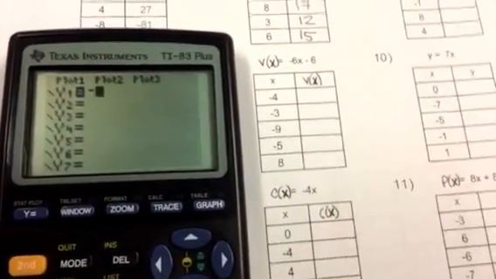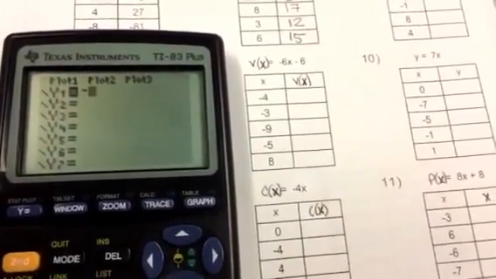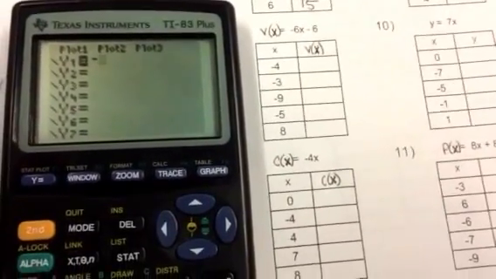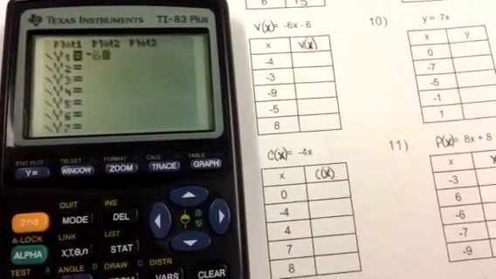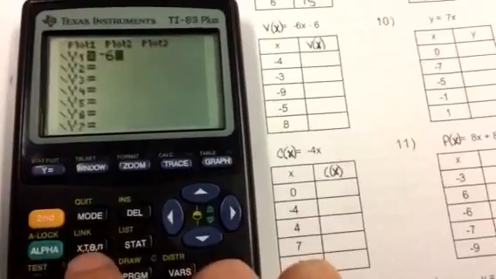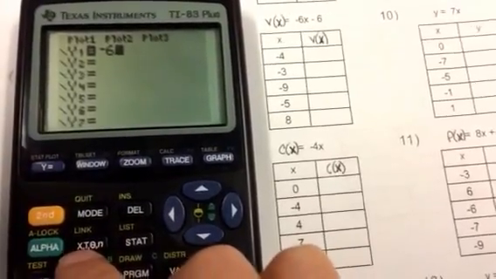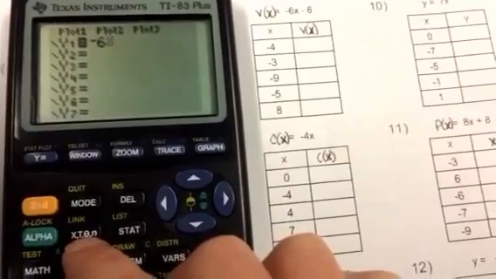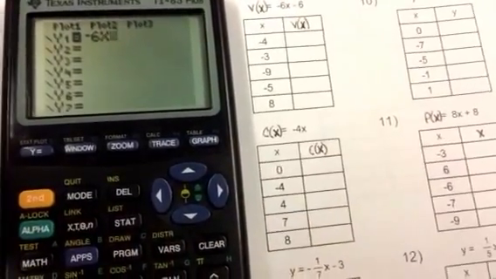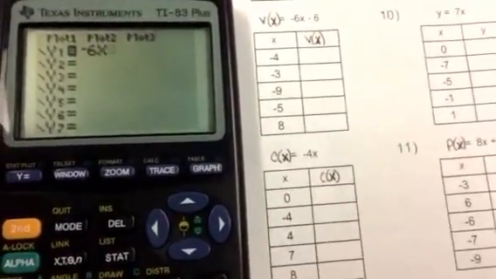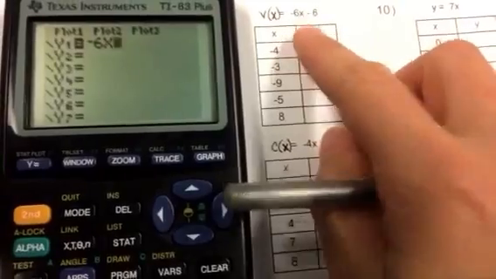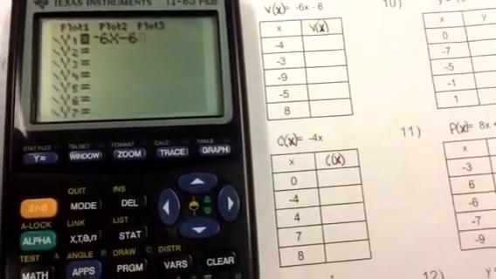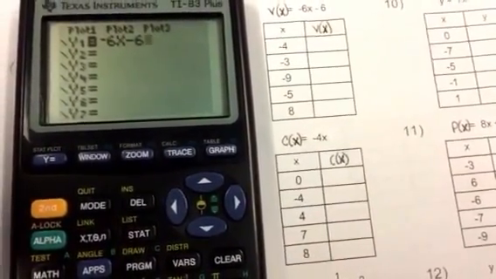Now it's important you do negative and not minus. The calculator recognizes them as different things. So I'm going to do negative 6. The x button is this right here. Sometimes we see x or t or theta or n for variables. So this is really your variable button, but we'll go ahead and push that. And then I had negative 6x minus 6. So minus 6. This time I put minus instead of a negative.